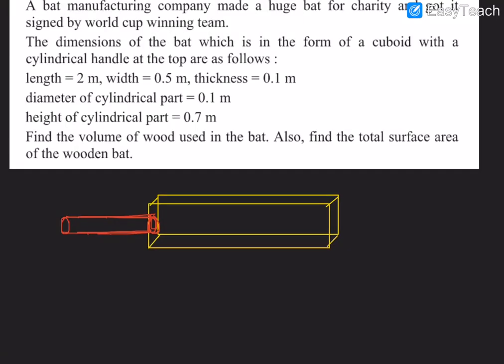Hello everyone, this is one of the volume and surface area questions from the board paper. A bat manufacturing company made a huge bat for charity. The dimensions of the bat, which is in the form of a cuboid. So as you can see, the cuboid, I have drawn it.